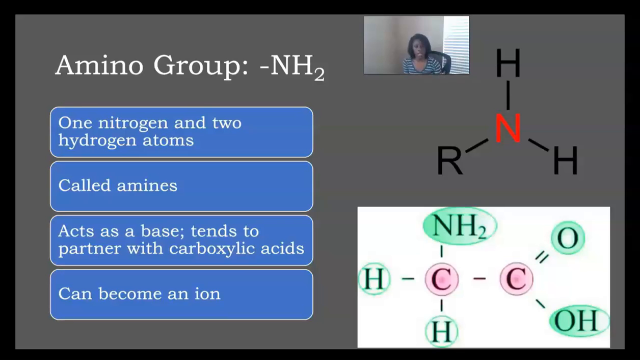Amines do the opposite. They become ionic when they pick up hydrogen. So they're picking up the hydrogen with that extra charge. That's going to take it from NH2 to NH3. All right, so here are some examples.